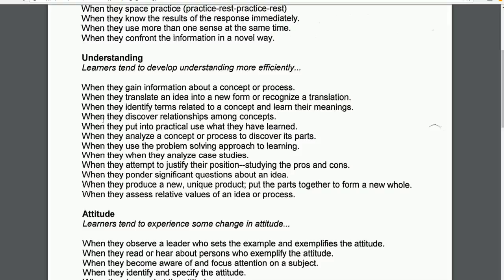And by the way, as we move down these are getting into higher and higher levels of understanding. If you remember some of the levels that we talked about before, evaluation, for instance, when they assess the relative value, or synthesis, when they produce a new unique product and put the parts together, or analysis, when they analyze a concept or process by discovering its parts. So each of these can reflect more than one level of understanding.